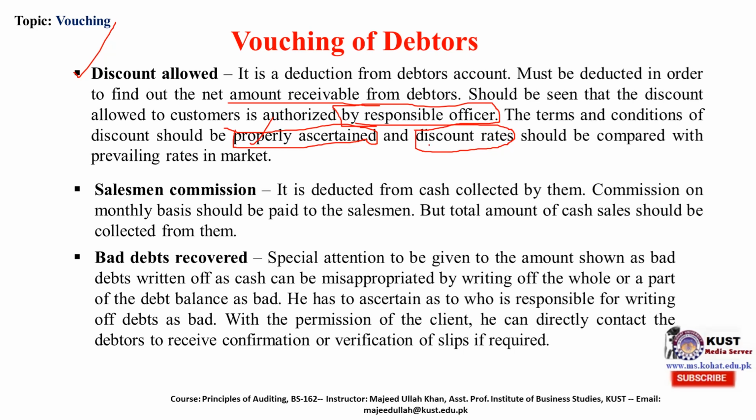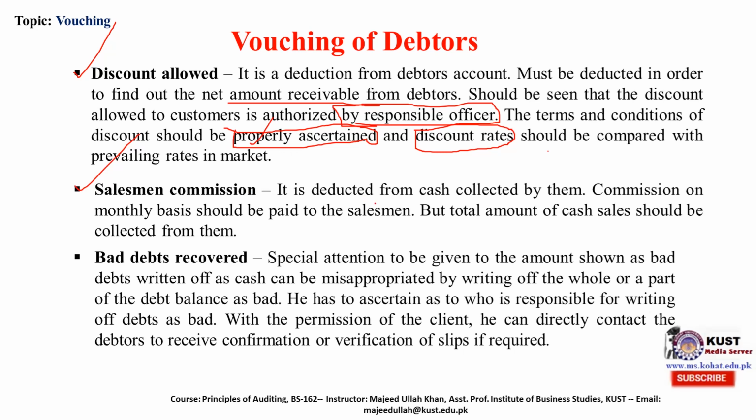We should also check the discount rate as well. For example, if it is a practice in a company that 3% discount will be given if the sales touch a specific level, and any person receives 5% discount, then it should also be checked and investigated. It should be compared with the prevailing rates in the market.